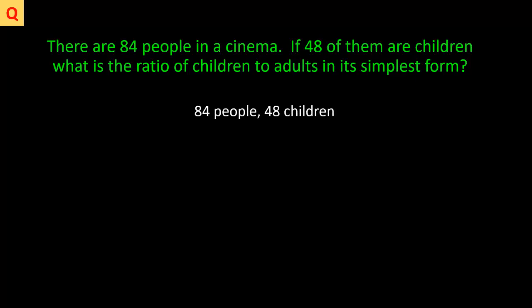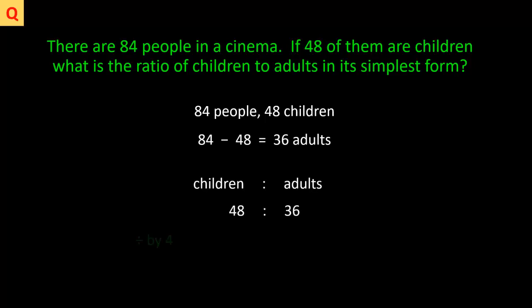How did you get on with that one? Right, 84 people, 48 children, so 36 adults. Children to adults, 48 to 36. Let's divide them both by 4. 12 to 9. Oh, 3 goes into those. 4 to 3. You could have actually divided by 12 in the first place. Or you might have divided by 2 twice and then by 3. However you've done it, as long as you've ended up with 4 to 3, you've got the ratio in its simplest form. Good. So now let's have a look at dividing an amount in a ratio.